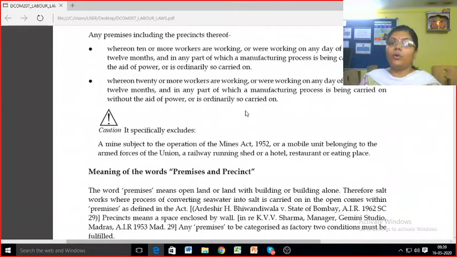Whereon 10 or more workers are working, or were working on any day of the preceding 12 months, and in any part of which a manufacturing process is being carried on with the aid of power or is ordinarily so carried on.